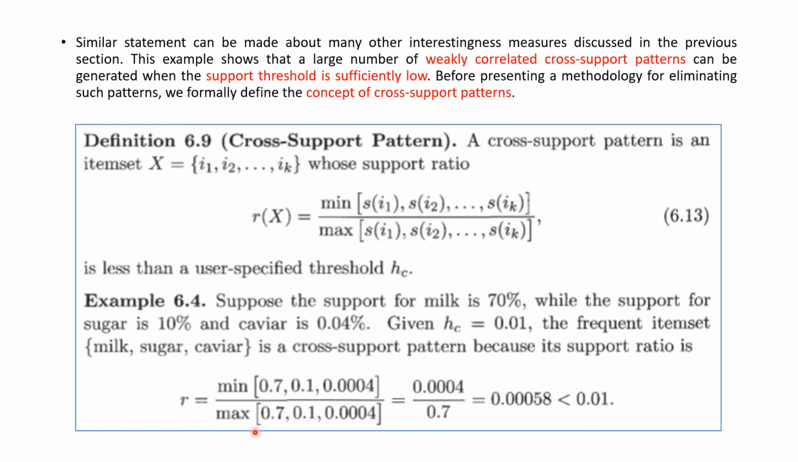Similarly, you please take the maximum in the denominator according to this formula. Again, I repeat, he has given the support of milk, sugar and caviar, correct? You are calculating the min and max of those supports. You will get some value. If this value is less than the given threshold, HC, then it is a cross support pattern and it can be eliminated from the particular item set. That's what it says. And the threshold given here was 0.01, and since the ratio is 0.00058, which is less than the threshold, this is a cross support pattern and it can be eliminated.